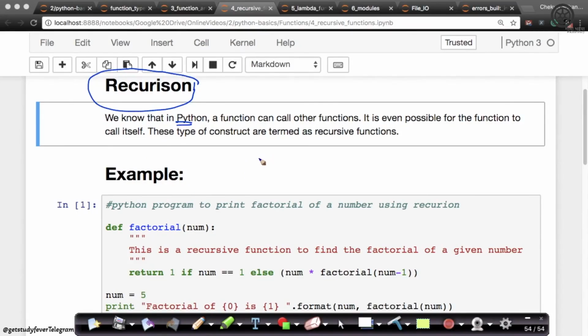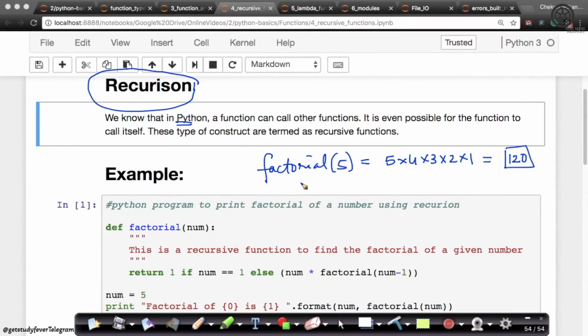For those of you who don't know what a factorial is: factorial of a number. Let's say I say factorial of 5. What it means is you multiply 5 with 4, with 3, with 2, and with 1. Whatever value you get here is called the factorial of 5. Factorial of 5 is 120.